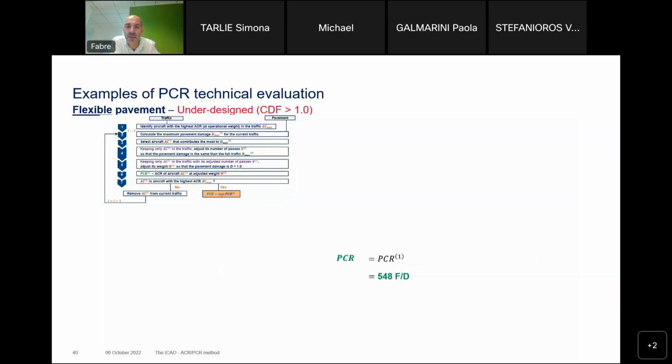548 flexible D, and the other letter was WT, because it's a technical evaluation. So this is the exact calculation, but for the publication PCR calculation, you will round the values to the nearest whole number. So the publication will be 550 flexible DWT.